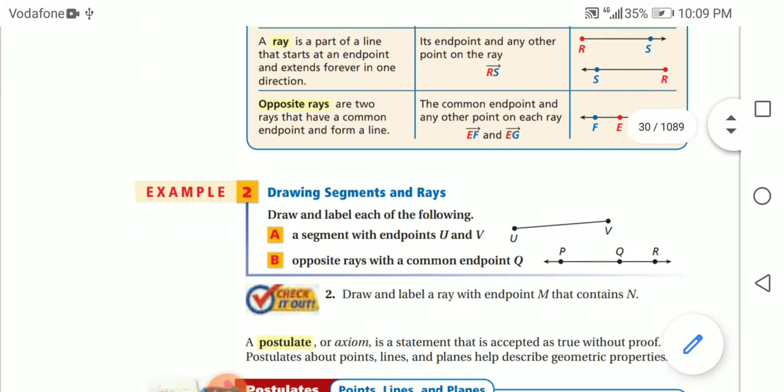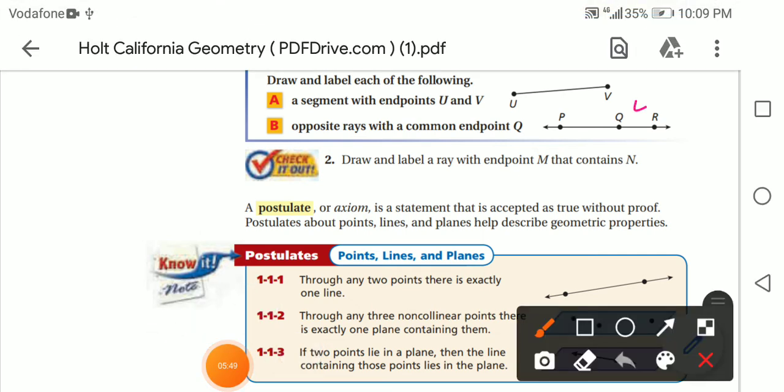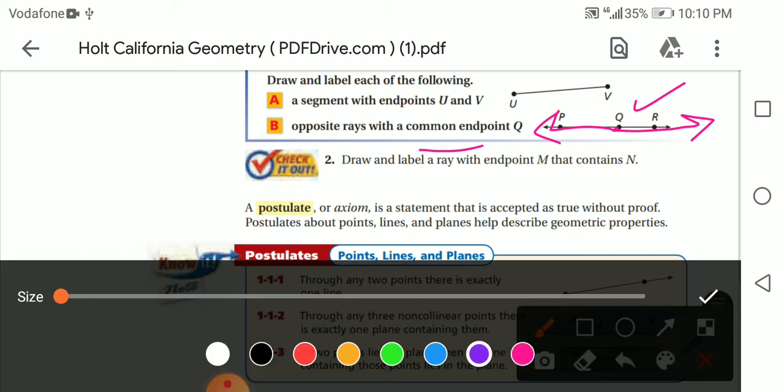Okay, dear students. Drawing segments and rays. Draw and label the following. I have here a segment with endpoints U and V. So this is a segment, as you see. It's easy, I know all of us know this. And I have here opposite rays with common endpoint Q. When I say opposite rays with common endpoint, I have here common endpoint Q. So here I have two opposite rays, as you see.